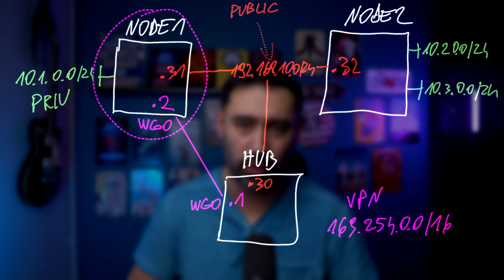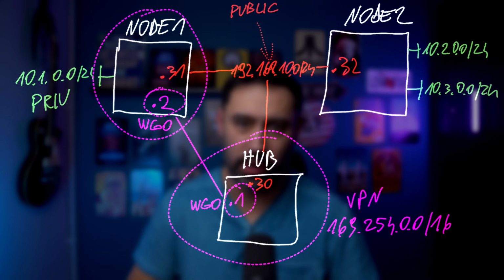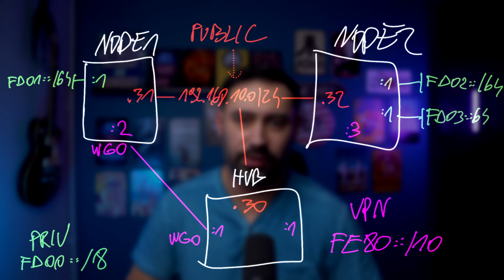Let's summarize where we are at. We have a point-to-point VPN tunnel established between Node 1 and the hub. We have IPv4 reachability between 169.254.0.2 and 169.254.0.1 that are our VPN IPv4 addresses. We also have IPv6 reachability between fe80::1 and fe80::2 that are our VPN IPv6 addresses. Mind that IPv6 traffic is tunneled inside IPv4 packets.